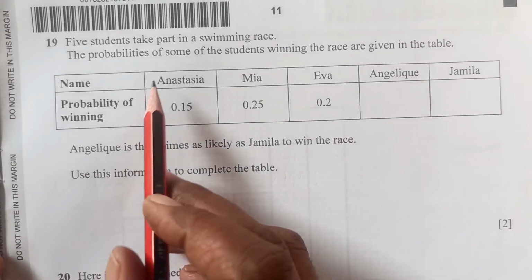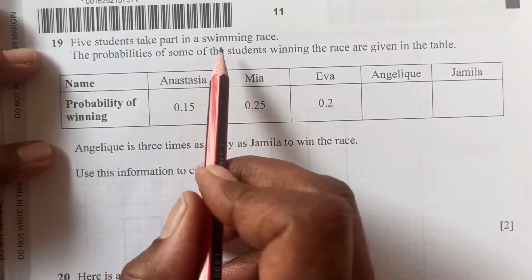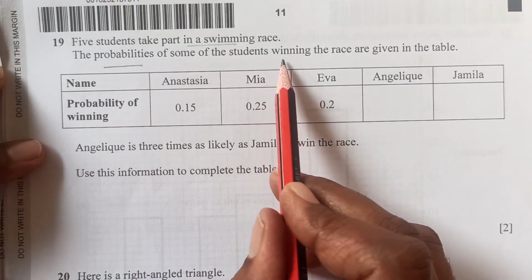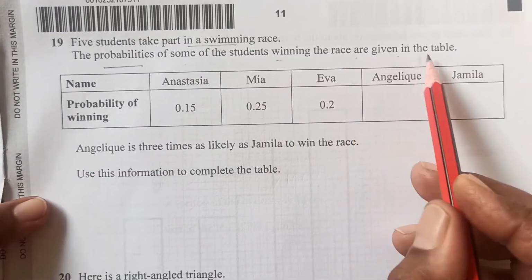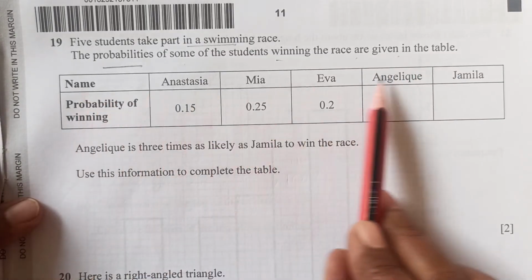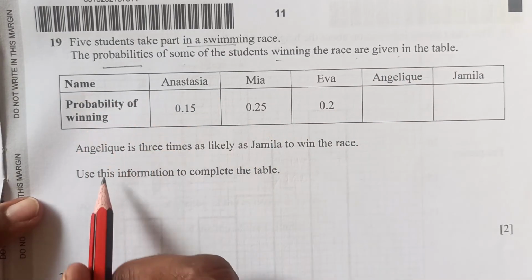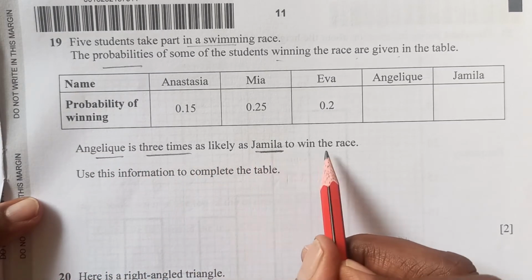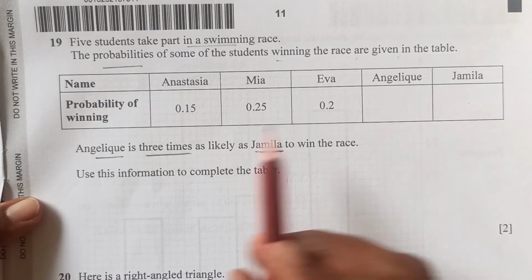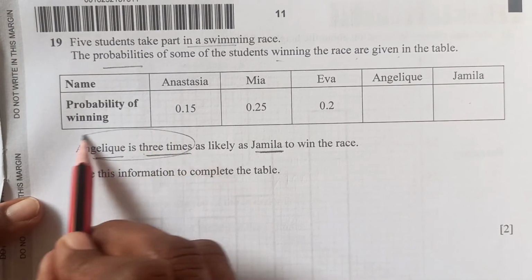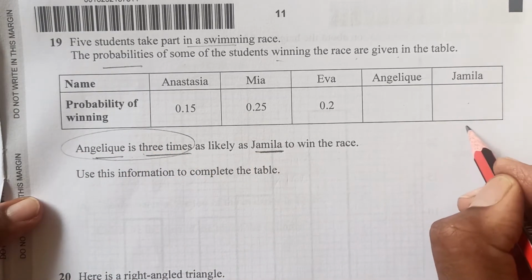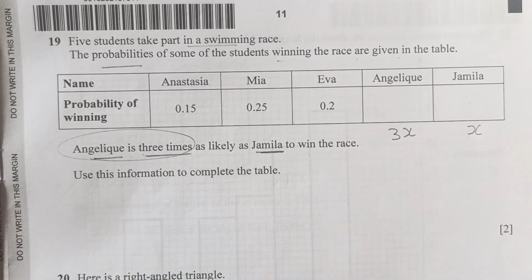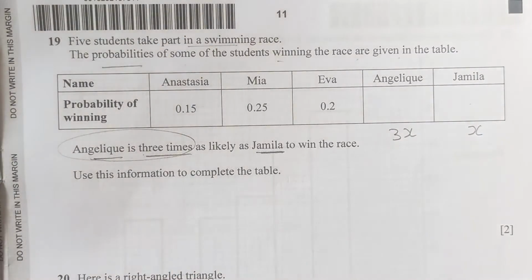Question 19. 5 students take part in a swimming race. The probabilities of some of the students winning the race are given in the table, right? So here is the name and probability of winning. Angelic is 3 times as likely as Jamila to win. Angelic is 3 times Jamila. If this is x, then this is going to be 3x. Use this information to complete the table.